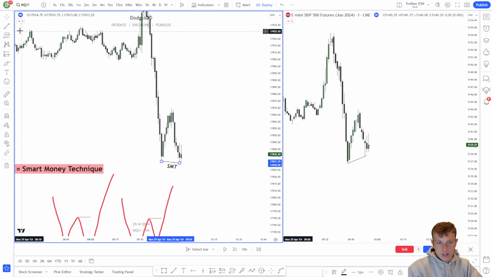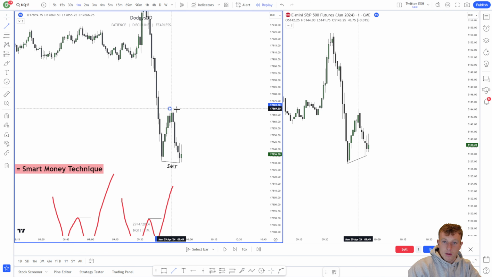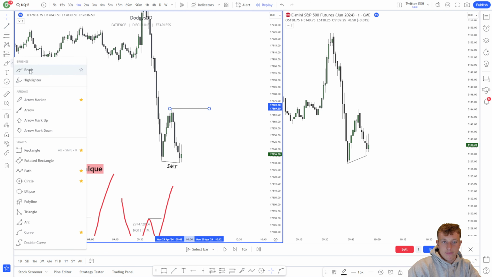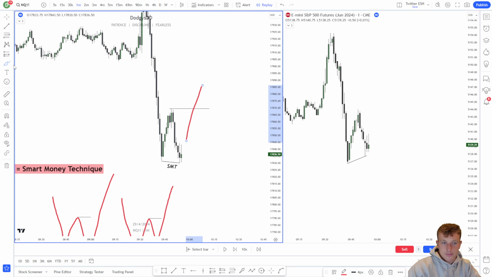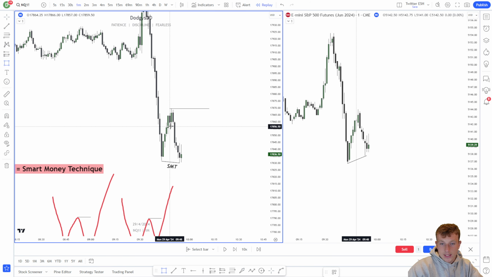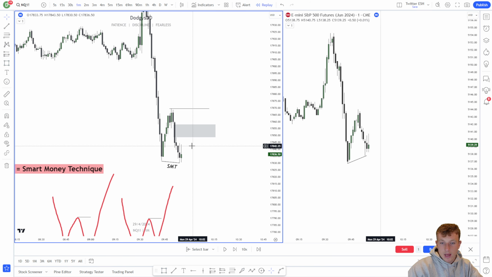So what would an entry model look like? Well, it might be a market structure shift with a fair value gap formed. So like this, and then along the fair value gap. Or it could be an inverse fair value gap, the entry model I typically take. So we have a bearish gap here.